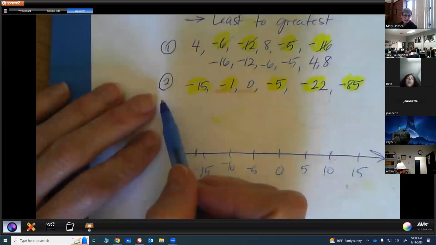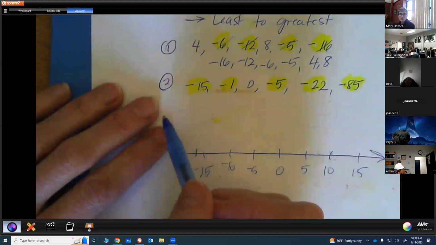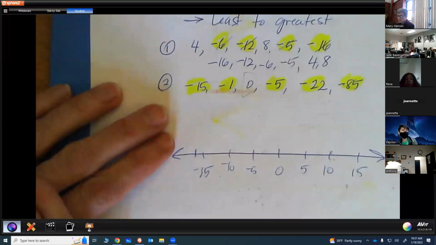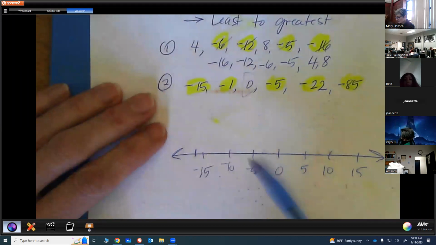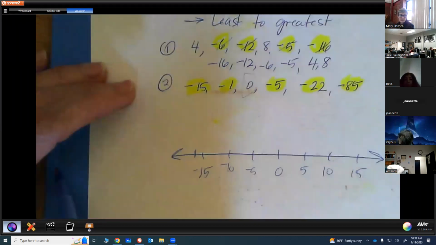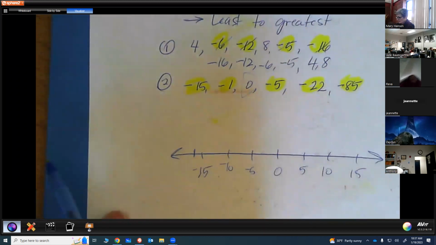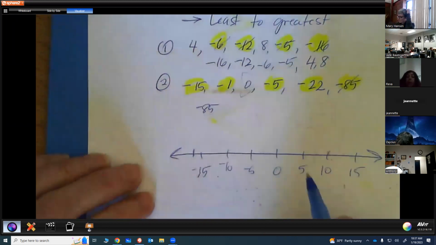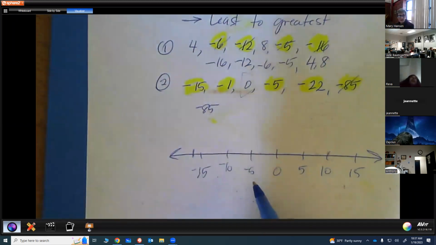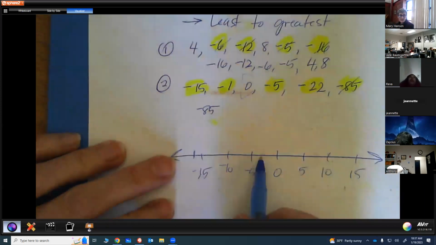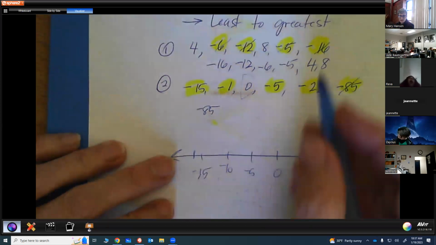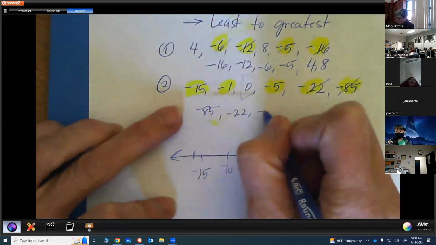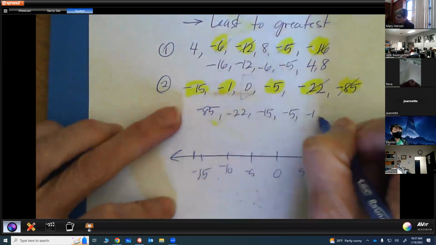Number 2 is where the people at GED said that students have the most trouble with all the numbers, which I've made all but one of them negative. When you have lots of negative numbers, that's where students tend to get confused. So remember, we want to figure out which number is farthest to the left. If I extended this number line way out here, -85 is going to be the farthest to the left. So farthest to the left will be the least or the smallest. And then as I travel to the right to get bigger, the next number I'm going to encounter is -22. And then -15, -5, -1, and then 0.